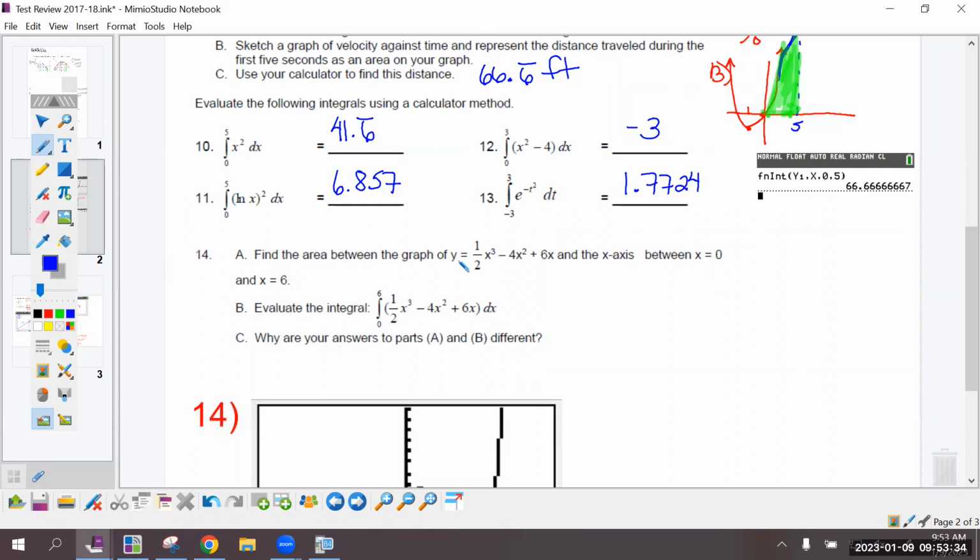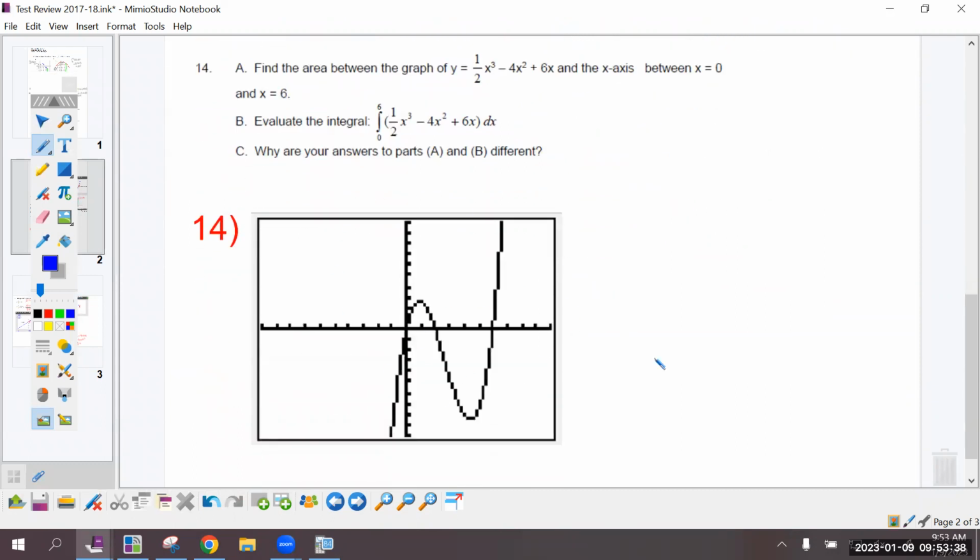Find the area of the graph and the x-axis between 0 and 6. So I already brought my graph over. You need to put this in y1. And area means the positive area of each section. Area means the space taken up by each section. So the piece under the x-axis here, I need the absolute value of that integral.